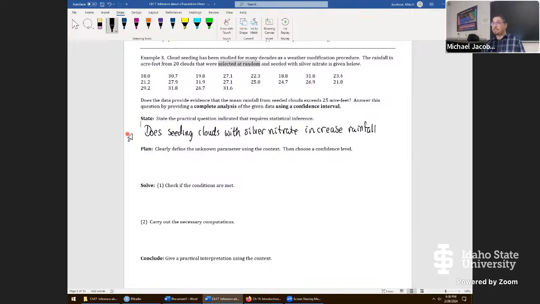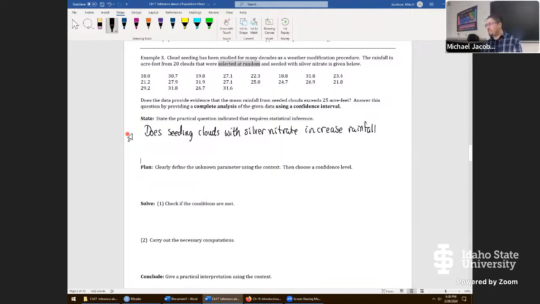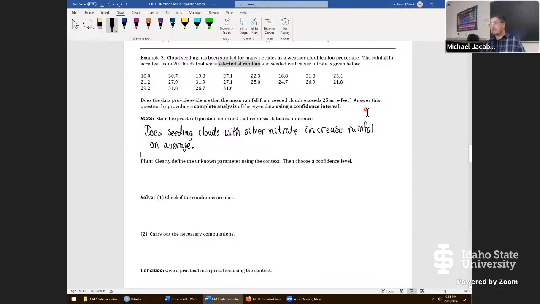I'm not too picky on these, but if you did want to get picky with it, it's missing something. We're doing a hypothesis test estimating a population mean, a population average. So I probably want to say, does seeding clouds with silver nitrate increase rainfall on average? Just to convey, that's the method we're going to use. We're going to try to estimate the population's average rainfall. So that's a practical question.